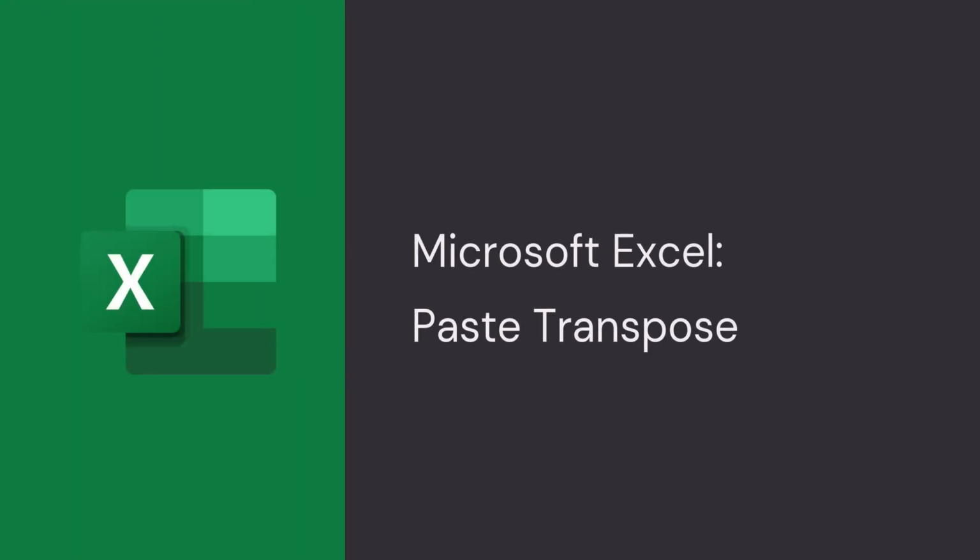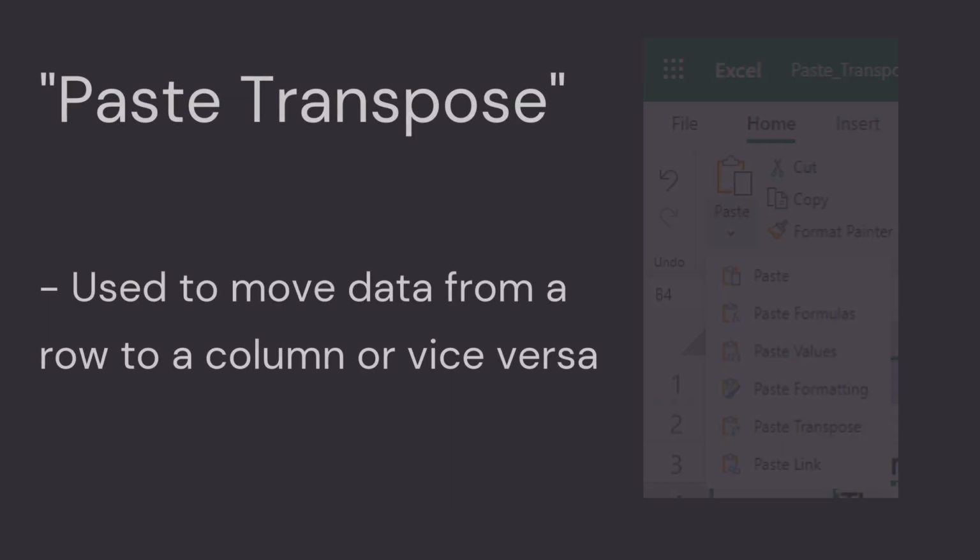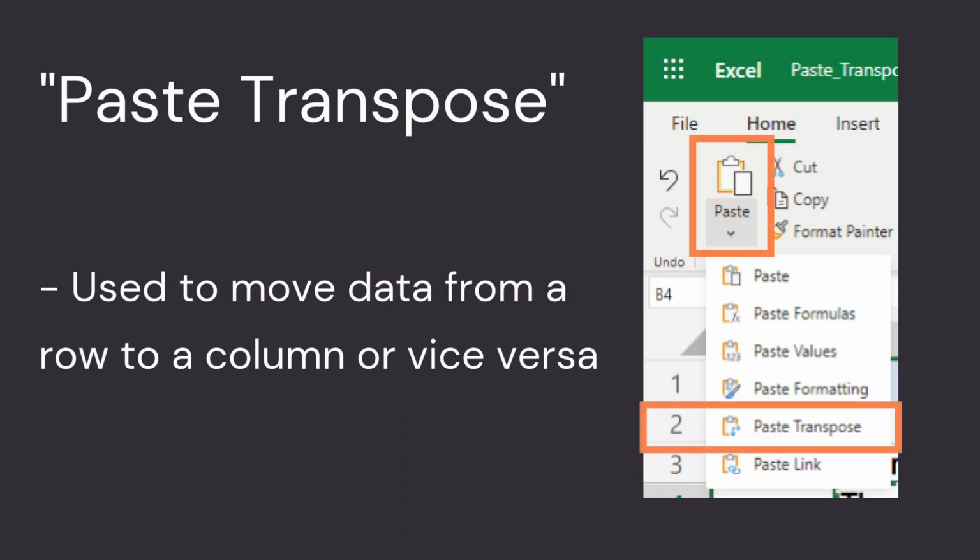In this short tutorial we are taking a look at the Paste Transpose feature in Microsoft Excel. Paste Transpose is a quick way to swap data from a row into a column, and vice versa. This can be useful when you need to rearrange data in your spreadsheet.